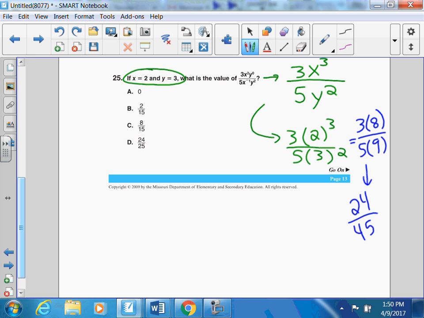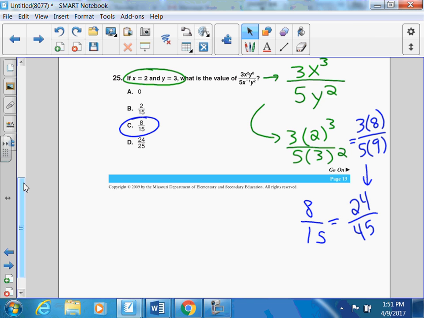What we can do is, actually, we need to reduce this. Okay, 24 over 45 would not be the correct answer. It's not reduced. I know we can divide a 3 to both 24 and 45. 24 divided by 3 is 8. 45 divided by 3 is 15. And I do see that answer.